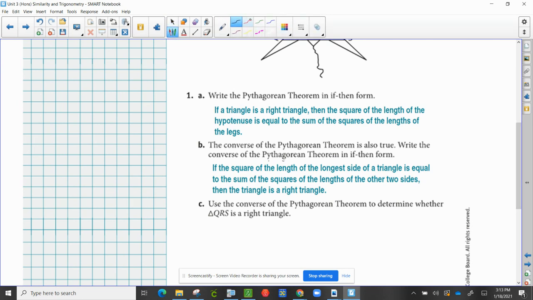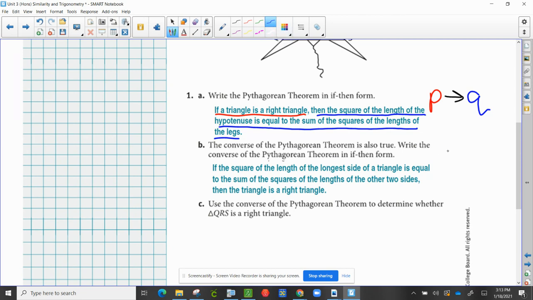So if we look at this problem, remember we can write an if-then statement that says if P, then Q. So our P here is if a triangle is a right triangle, and the Q would be the then statement: the square of the length of the hypotenuse is equal to the sum of the squares of the lengths of the legs. To write the converse of that, remember the converse just says if Q, then P. We just reverse the order, if you remember that from Unit 1.